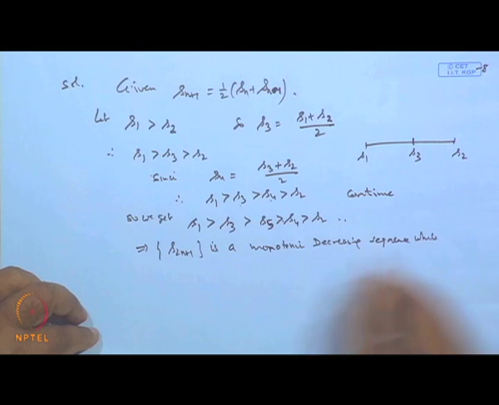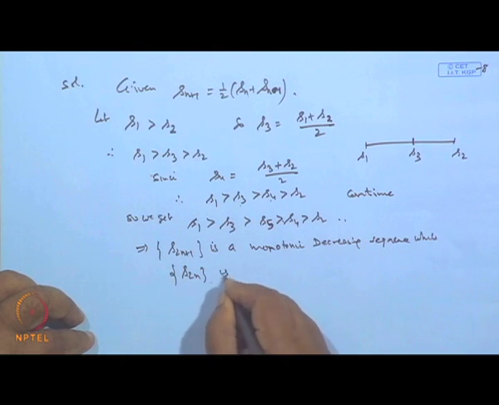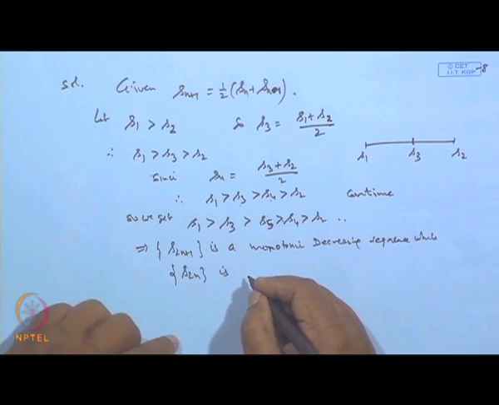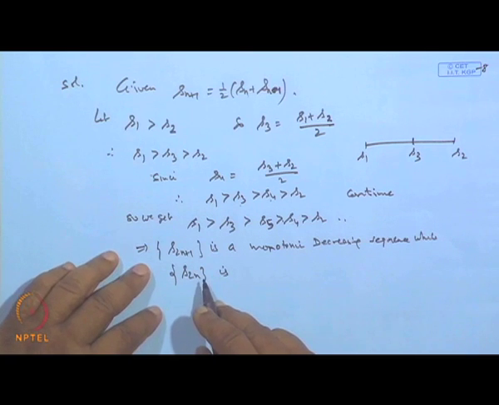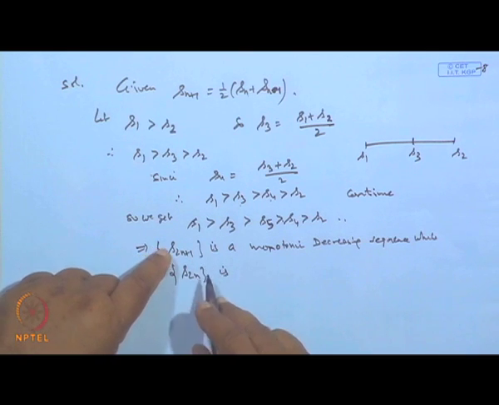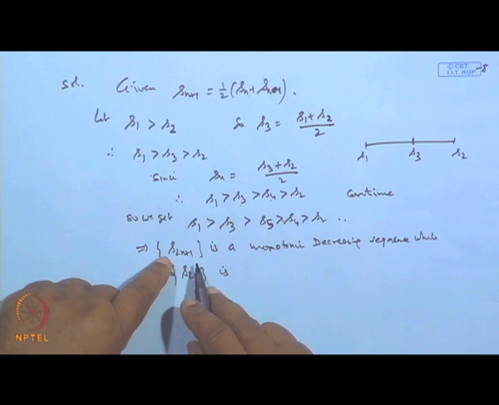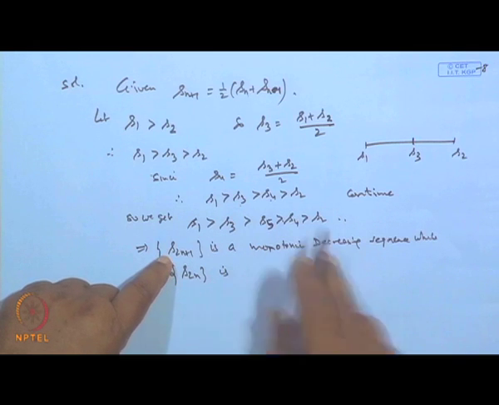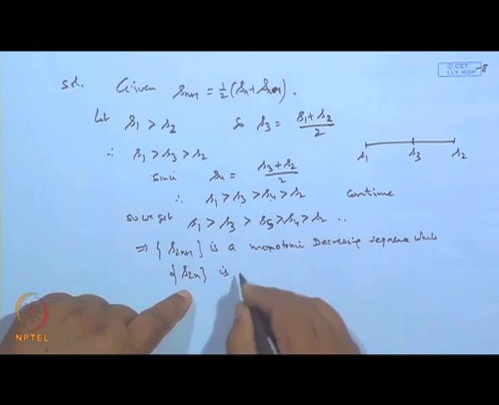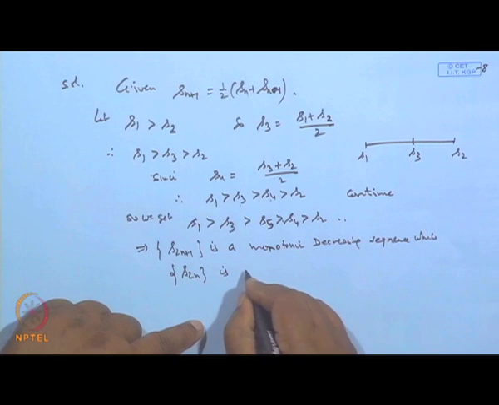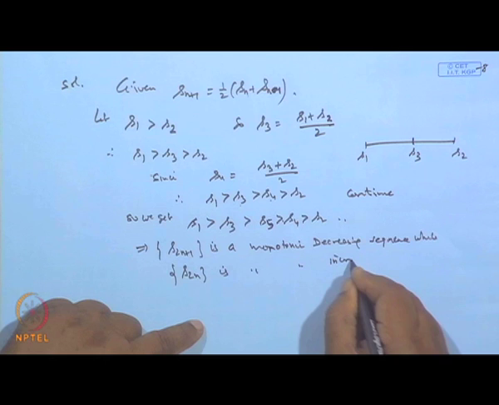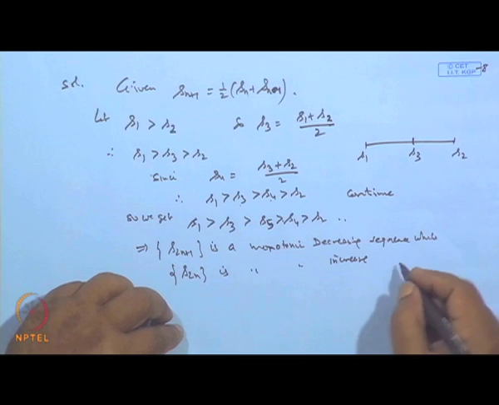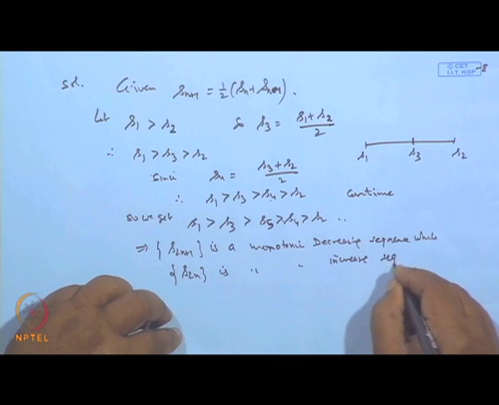While the sequence S2n is a monotonic increasing sequence, S2n+1 is a monotonic decreasing sequence. So, we get that one is a monotonic decreasing and the other a monotonic increasing sequence.